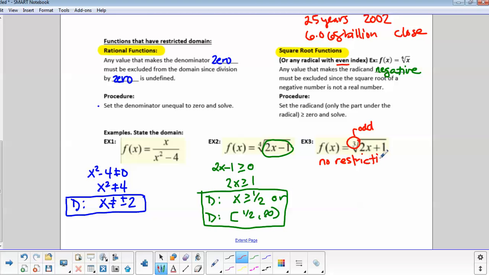But that's not the domain. The domain is -infinity to infinity. All right, turn the page. We're going to do just the top part of the next page.